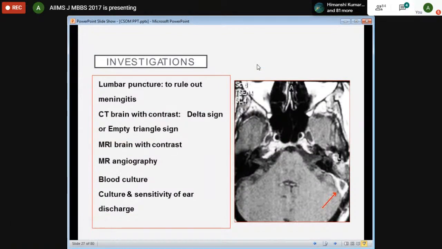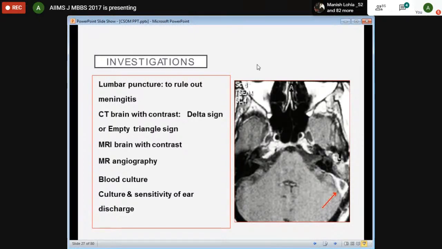So we do the lumbar puncture. Lumbar puncture is done to rule out meningitis, because in meningitis there will be typical features of neutrophilia, increased protein count, and low sugar. But because all intracranial complication features may coincide, you need to do the test to rule out which type of disease is present. So with lumbar puncture, you won't find anything in case of lateral sigmoid sinus thrombosis.